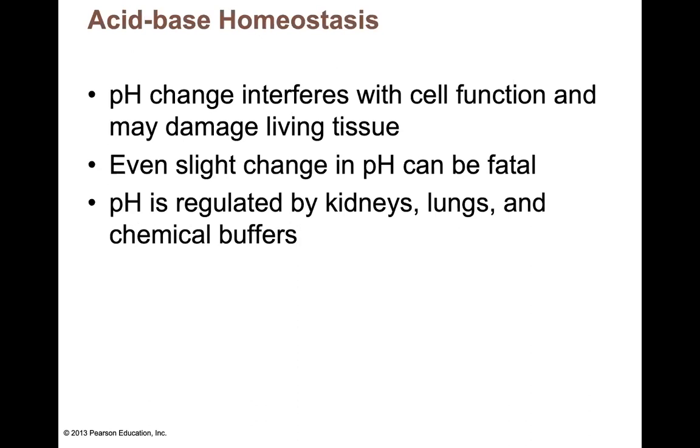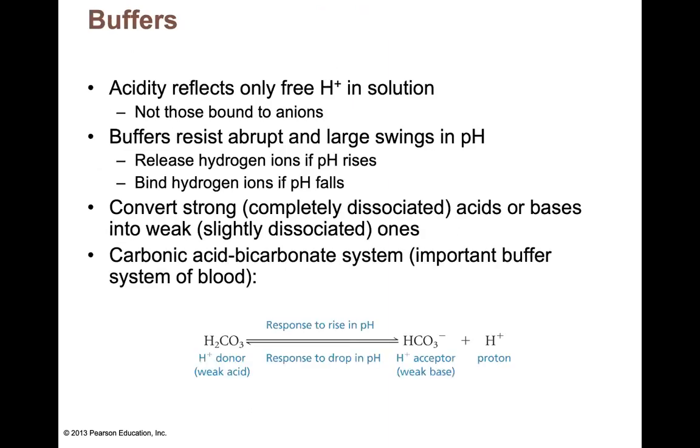pH change interferes with cell function and may damage living tissue. Even a slight change in pH can be fatal. For example, blood pH is somewhere between 7.35 and 7.45. We'll get to that a little bit later on. Any variation in blood pH could be very, very bad. It's fatal if you go below 7.35 or above 7.45. The body oftentimes has buffer systems. These buffers will resist abrupt and large swings in pH. They can also convert strong acids or bases into weak ones.